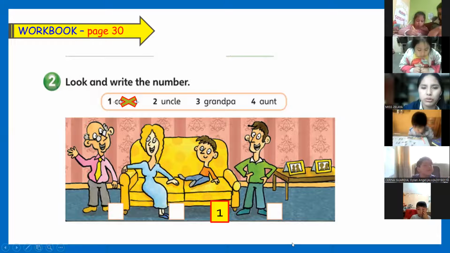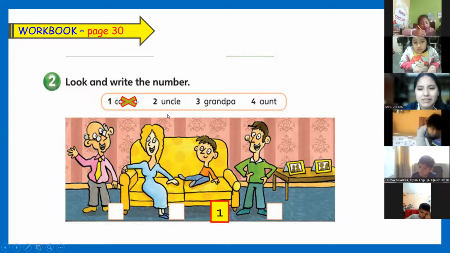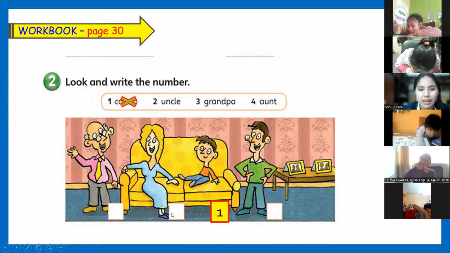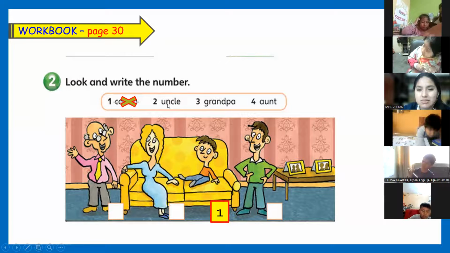Okay, chicos, les voy a dar un minutito para que puedan hacer esta actividad. One more minute. Un minutito más. Okay, one more minute. ¿Y qué tengo que hacer? Miss Araya, ¿qué tengo que hacer? I see. You have to write a number. Write a correct number. Escribe el número correcto. I finish, miss. Por ejemplo, okay, very good. The number 2 is uncle.